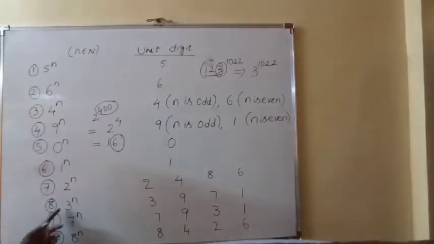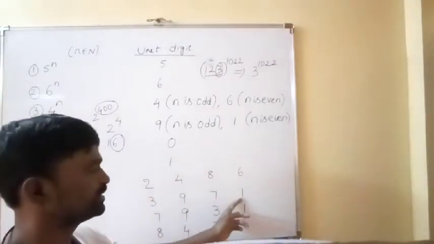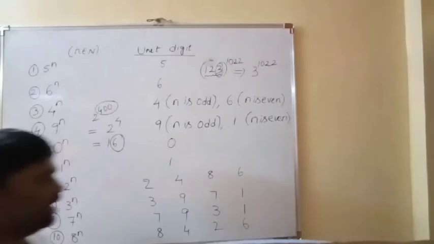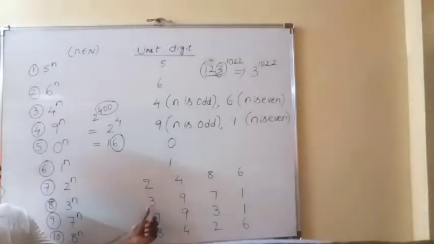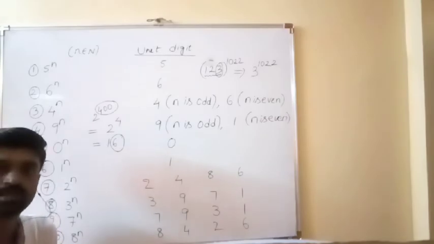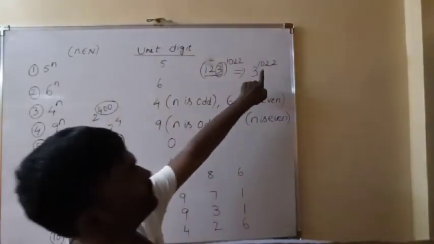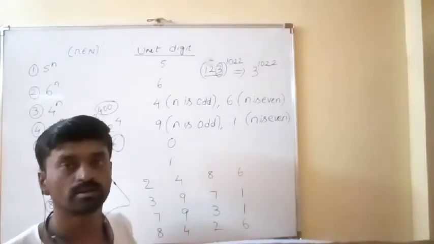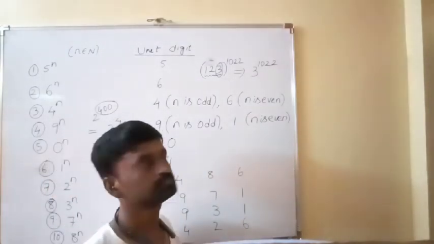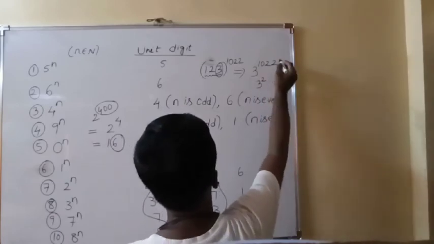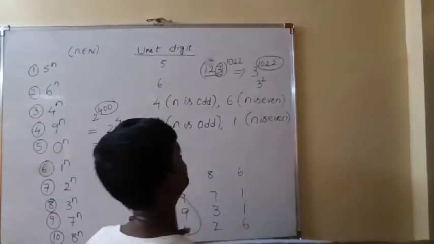But 3 power n has how many choices? 4 choices are there, because here the n value is 1022, more than 4. The unit digit in 3 power n has 4 choices. Then if you divide 1022 by 4, what remainder will you get? The remainder is 2.